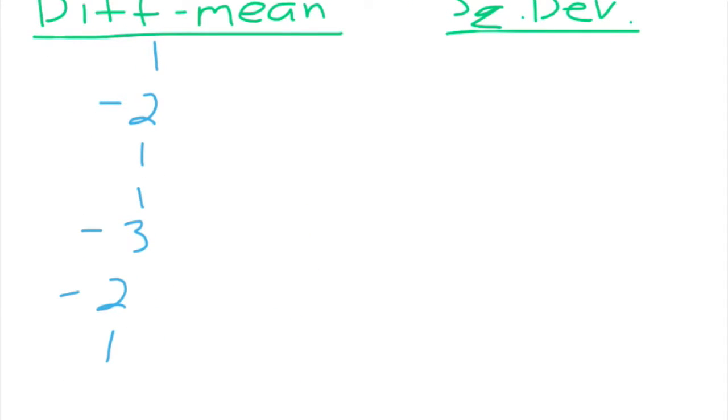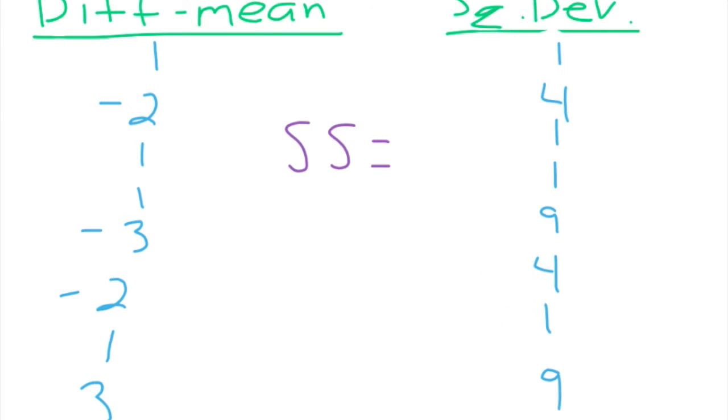And now we must square the difference minus the mean, which gives us a square deviation. When we square them, for the first one we get 1, and 4, 1, 1, 9, 4, 1, and 9. And then we sum up the total square deviation, which gives us the sum of squares. When we sum up everything together, we get the total of 30.